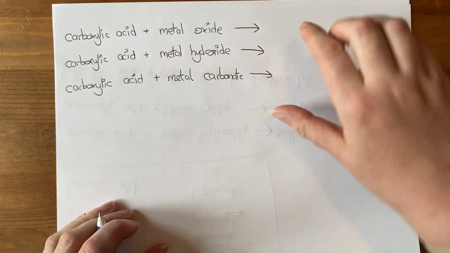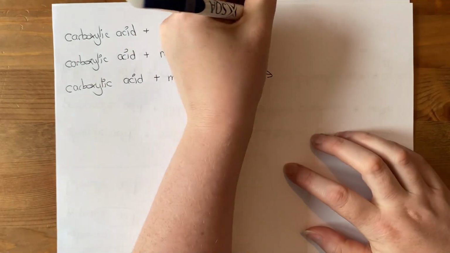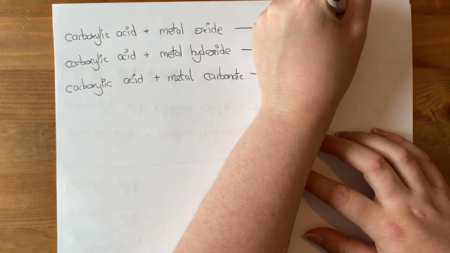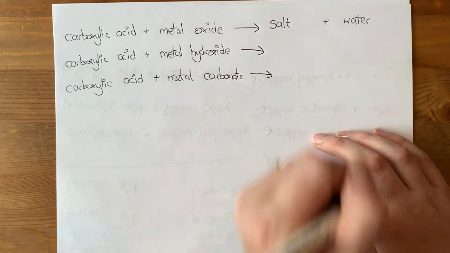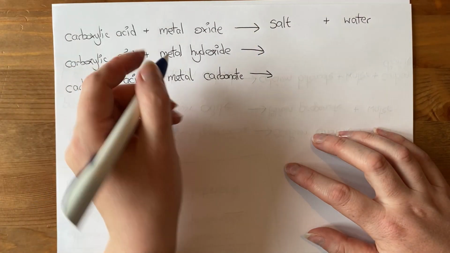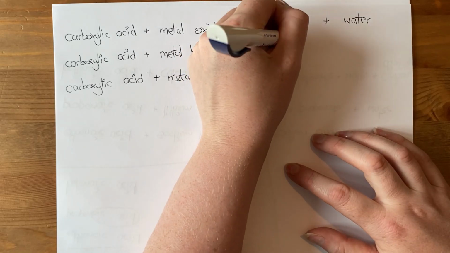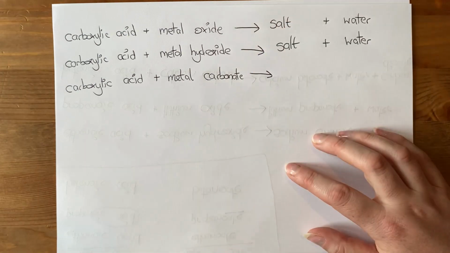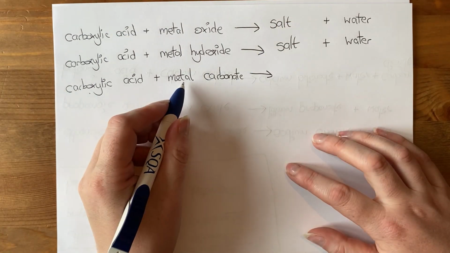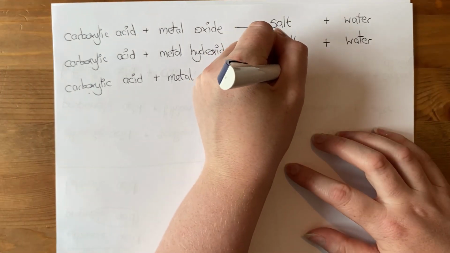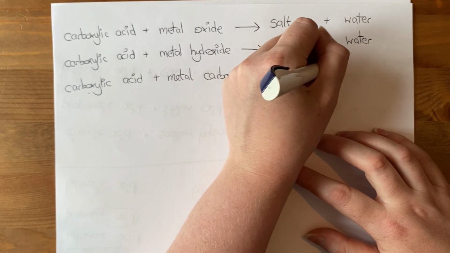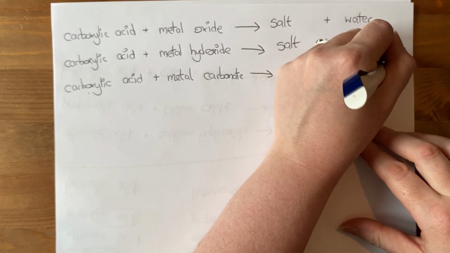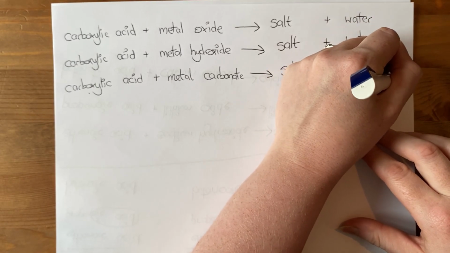The general rules for these, carboxylic acid and metal oxide is going to make my salt, or a metal salt, plus water. Carboxylic acid and metal hydroxide is going to make a salt, or a metal salt, plus water. See, these products are getting very similar. Carboxylic acid plus a metal carbonate is going to make a salt, plus water, plus carbon dioxide. Nice wee summary of those there.